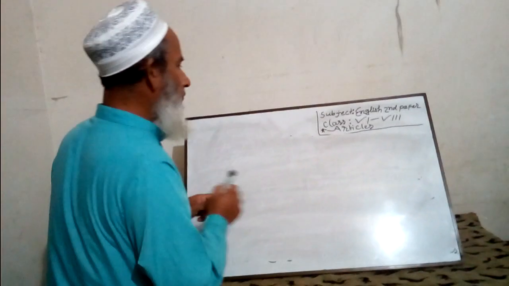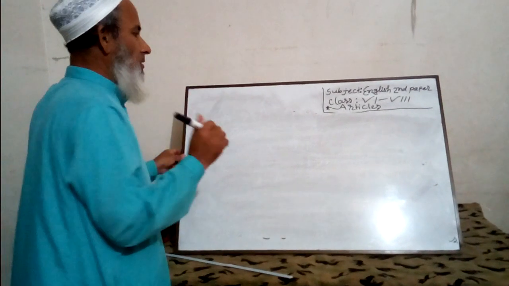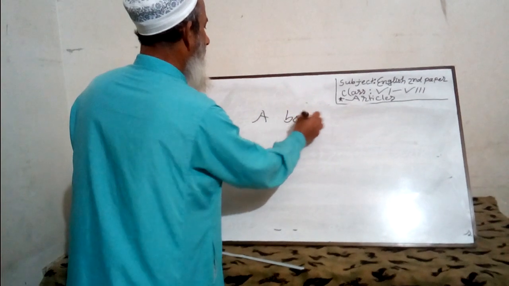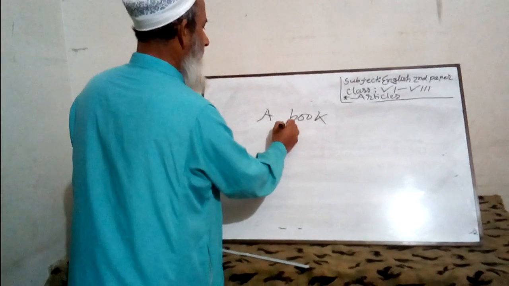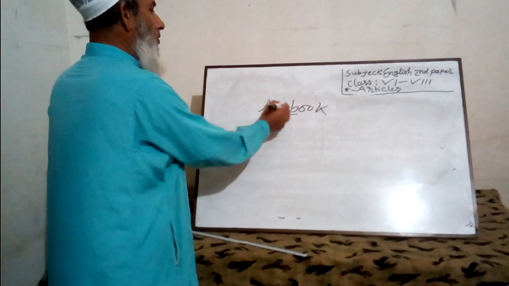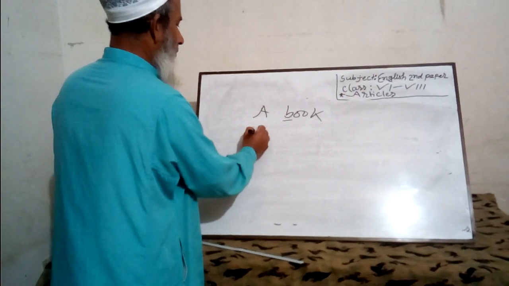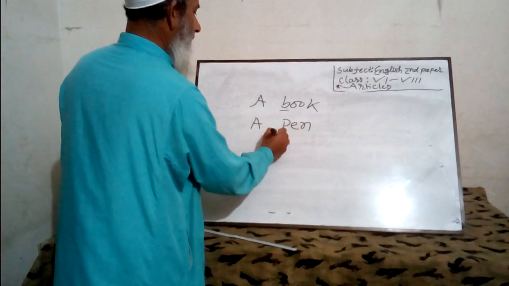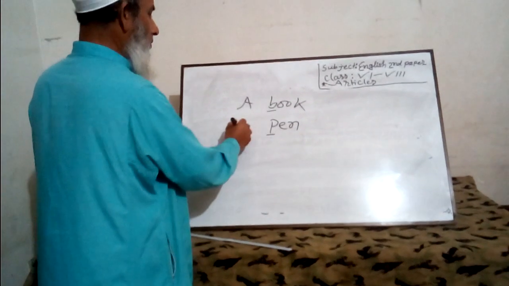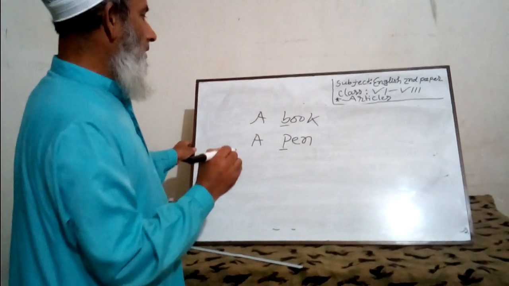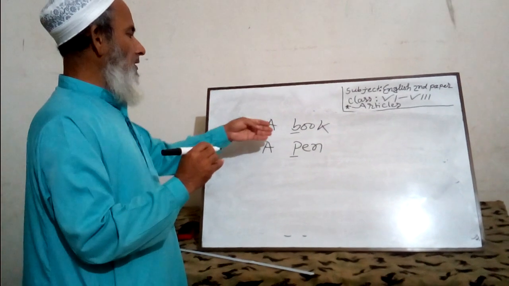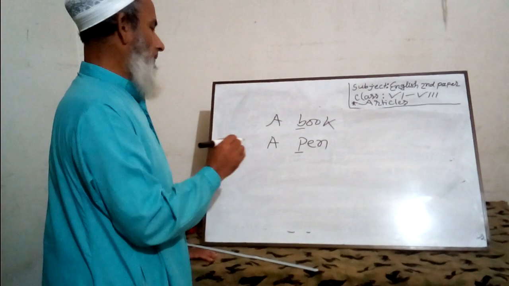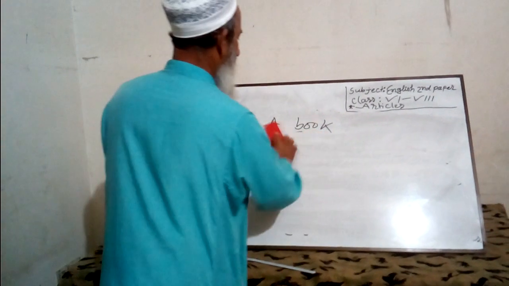Now come to the use of a. A is used before consonant. A book. Here the first letter of book is B. B is consonant, so a is used here. We can also use a pen. The first letter is P. P is consonant, so we use a. Okay, dear learners, I hope that you can understand that if the first letter of a word is consonant, we should use a. Then come to the use of an.